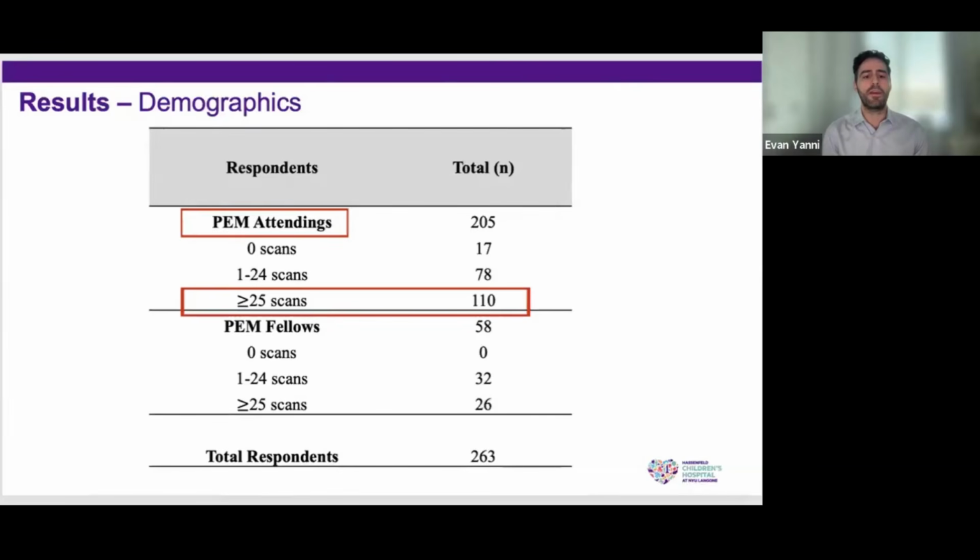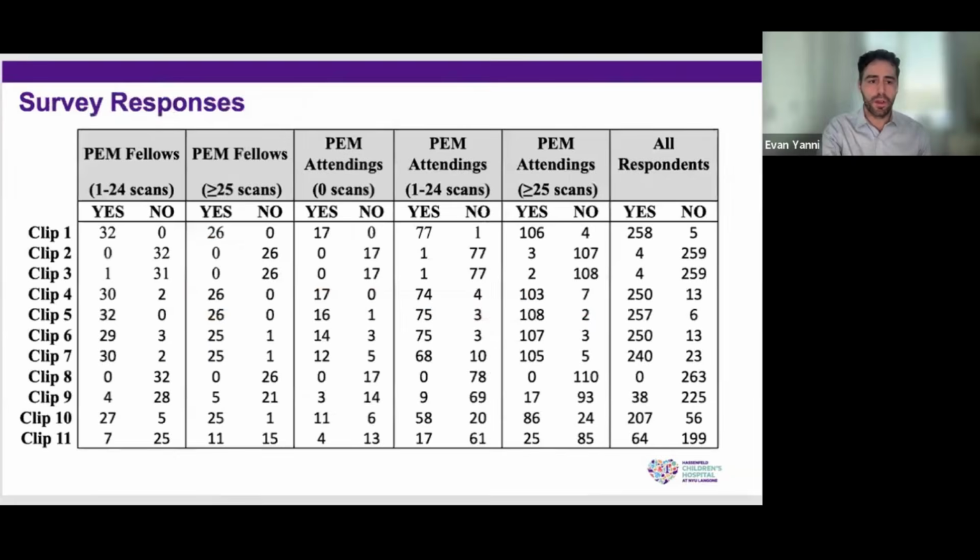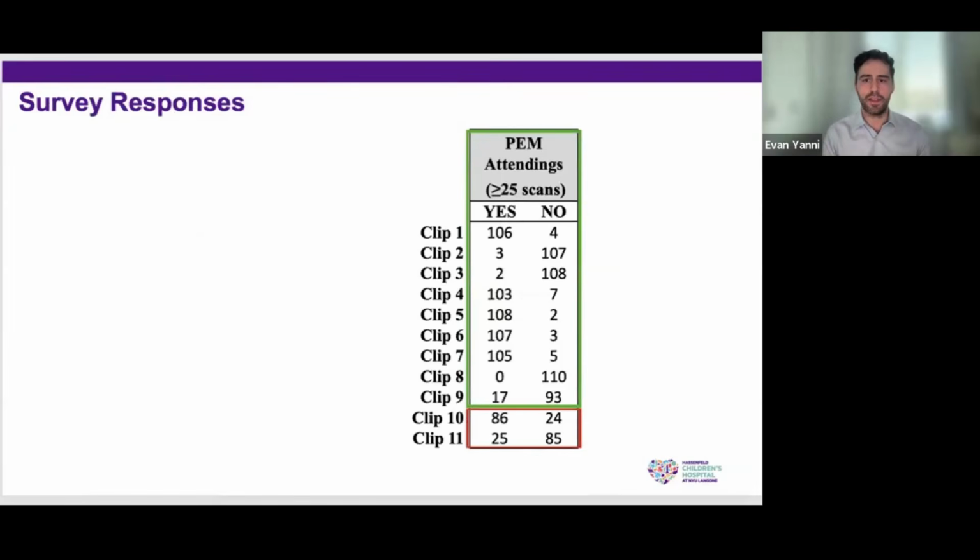110 of those attendings had performed at least 25 cardiac point-of-care ultrasounds. This is going to be our primary subgroup that we'll be focusing on. As far as our responses, the breakdown of yes/no responses based on each clip is listed here, and it's split by the subgroups. Specifically, we're just going to focus on the attendings with at least 25 scans.